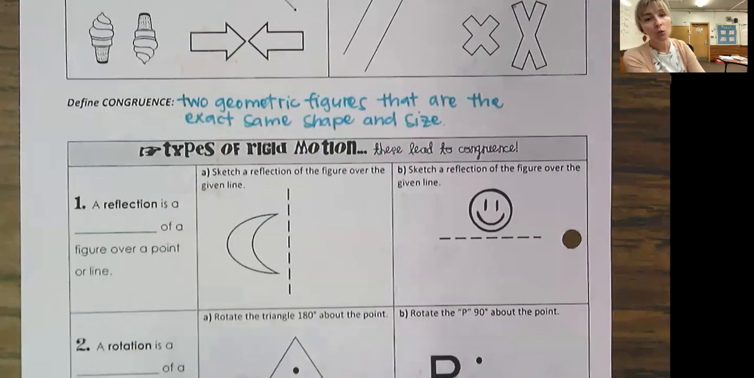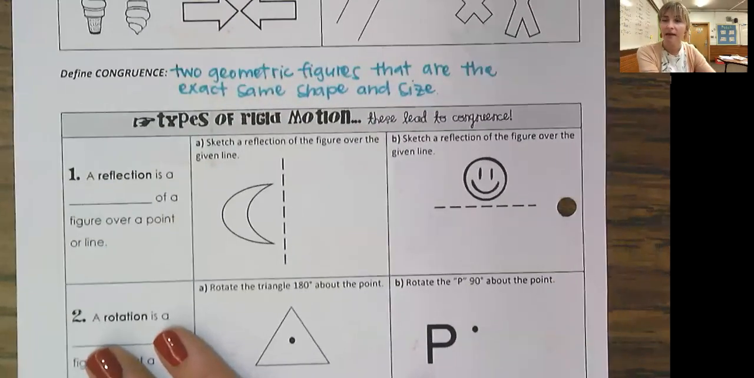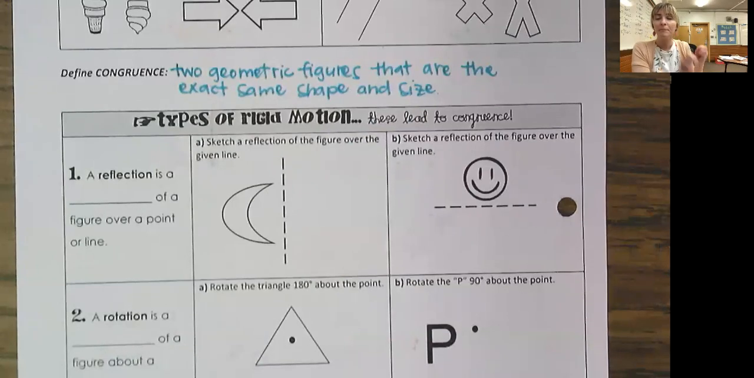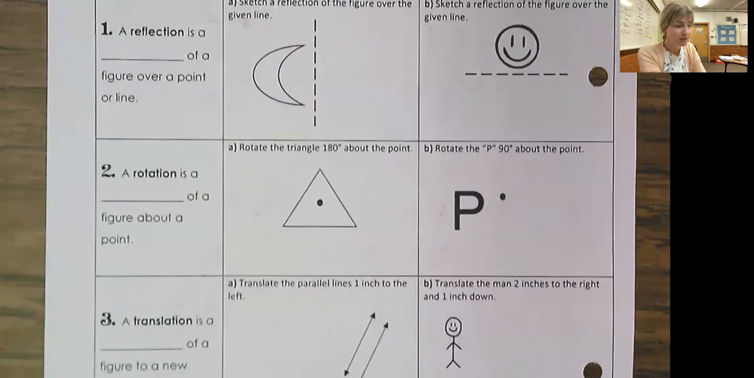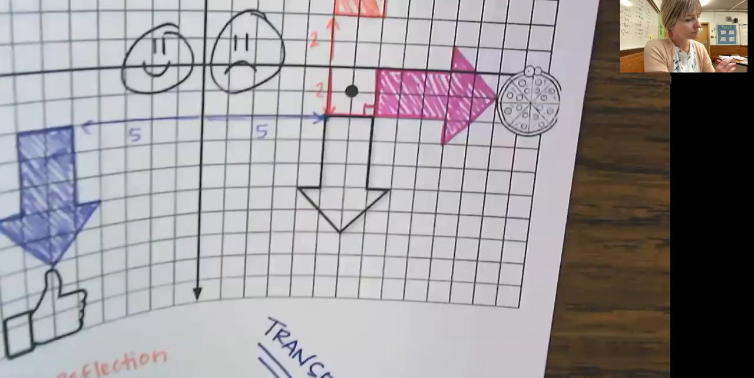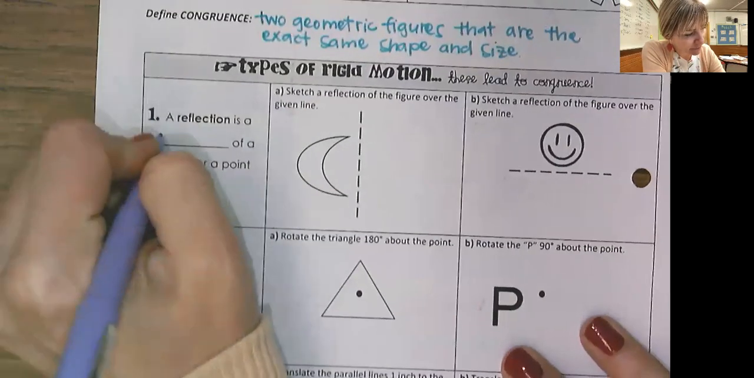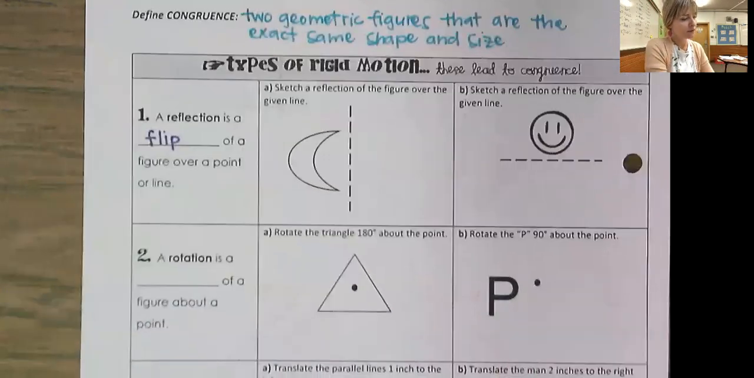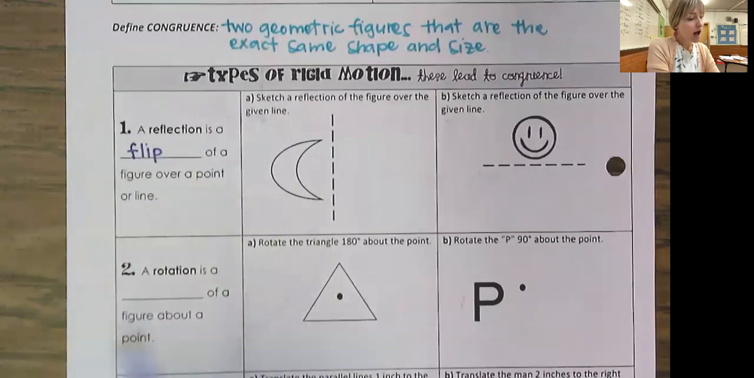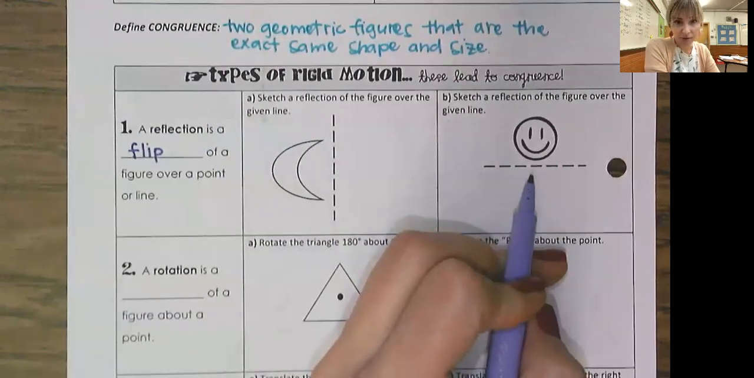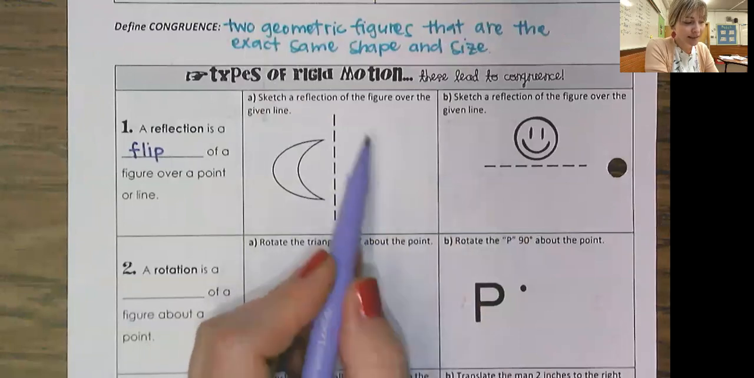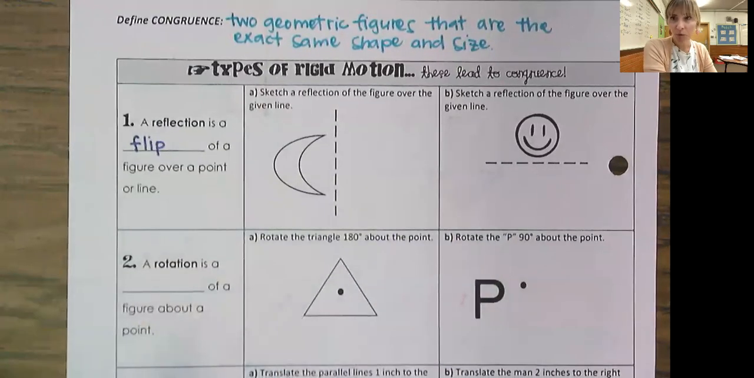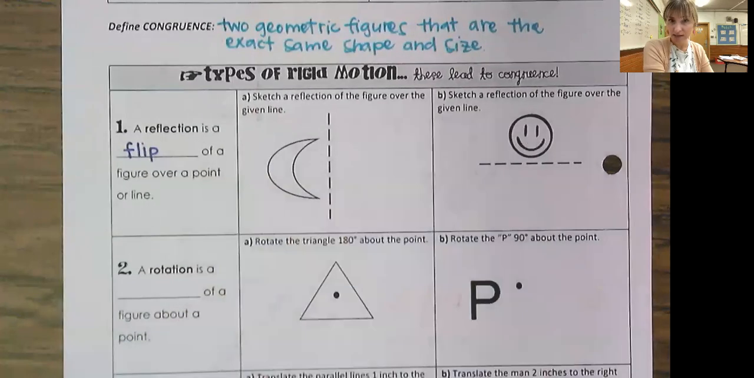So for all of this week, we are going to focus on rigid transformations. It moves the figure in some way, but it does not change the shape or the size. It keeps it congruent. Again, here's our three types. A reflection is a flip of a figure over a point or line. I'm going to let you, after this video is done, sketch these. And this page will be part of your binder check. So make sure you sketch these out.